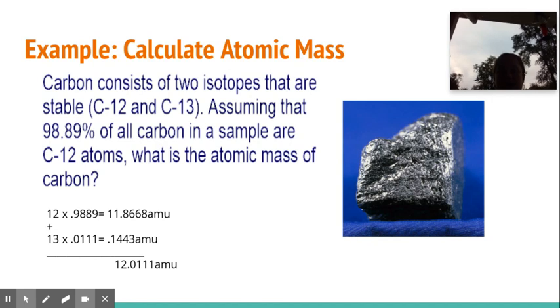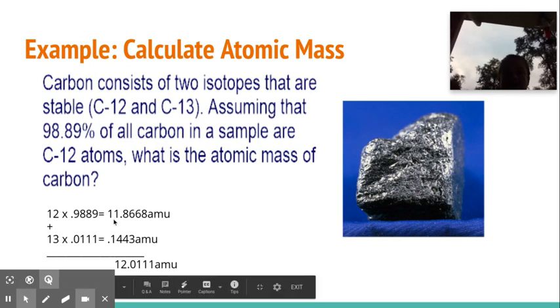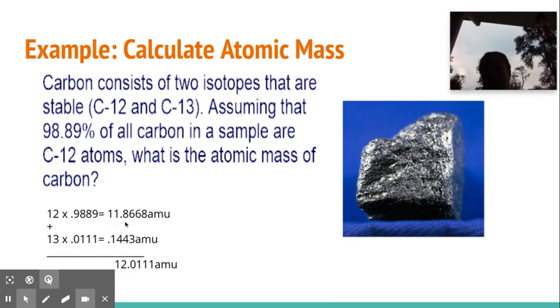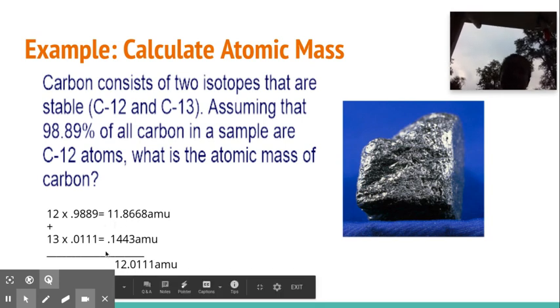And this is what you should have gotten. So the remainder to get to 100%, or to get to 1 if we already changed it to a decimal, is 0.0111. If you move the decimal over, that would be 1.11%. When we multiply it together, we have 11.8668 AMU and 0.1443 AMU, which would equal our 12.0111 AMU.